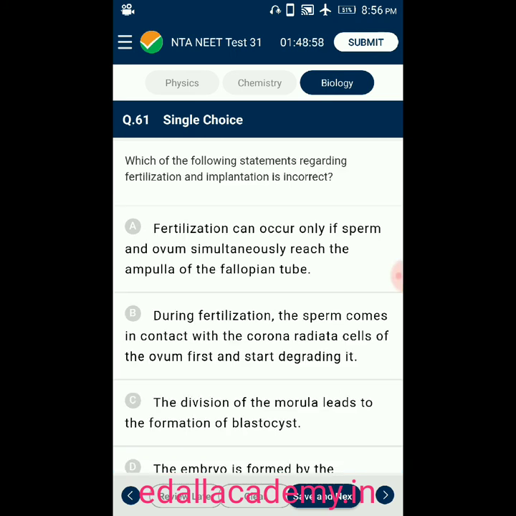Question number 61. Which of the following statements regarding fertilization and implantation is incorrect? During fertilization, the sperm first comes in contact with the zona pellucida layer of the ovum. Certain enzymes are released by the acrosome of the sperm. These enzymes cause certain changes in the zona pellucida layer. Thus, the entry of further sperms is prevented. So the answer for this question is option B. During fertilization, the sperm comes in contact with the corona radiata cells of the ovum first and starts degrading it. So the correct option is B.